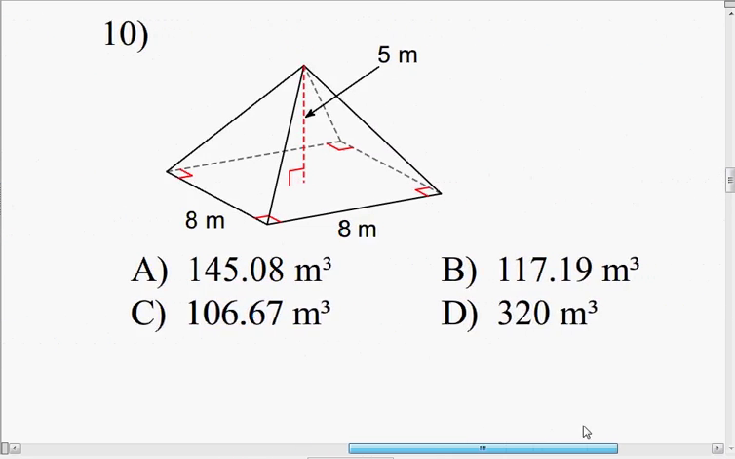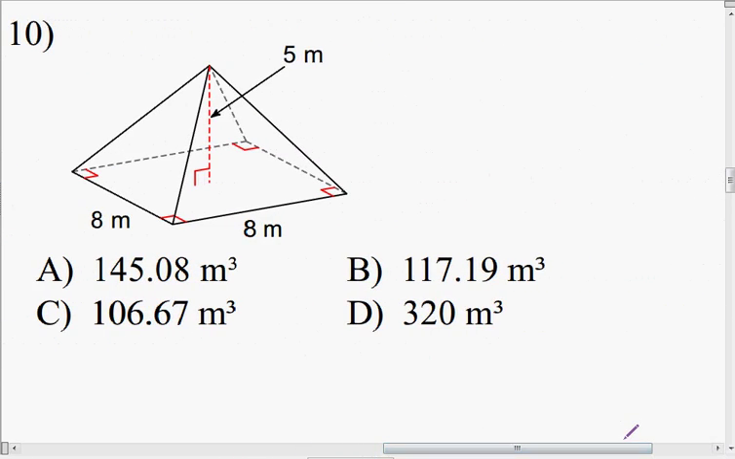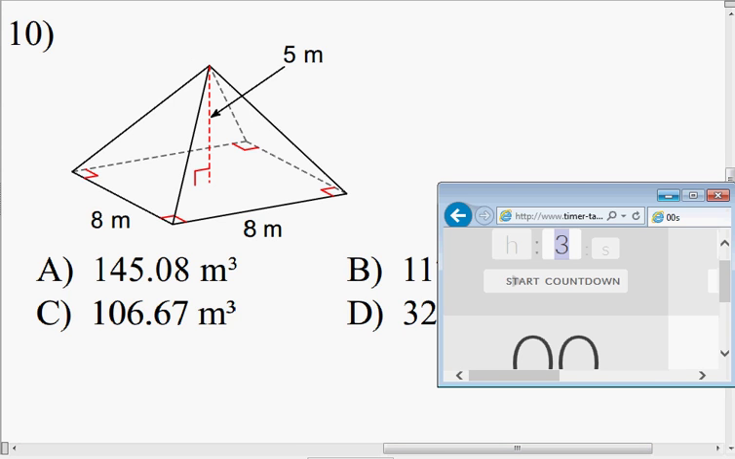Take a look now at problem number 10. Find the length, the width, and the height. Plug them into the formula. The only difference now is that it's dividing by 3. We should be able to do that in 3 minutes.